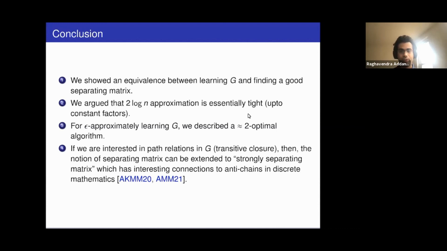There are also several interesting connections if we are interested in path relations in G. Path relations are somewhat easier to obtain than the actual edge relations in G. And for that, we need to extend the notion of separating matrix to strongly separating matrix, which is essentially equivalent to finding anti-chains, if you're familiar with those objects in discrete mathematics. So using that connection, we give several approximations with low factors in two of our works.